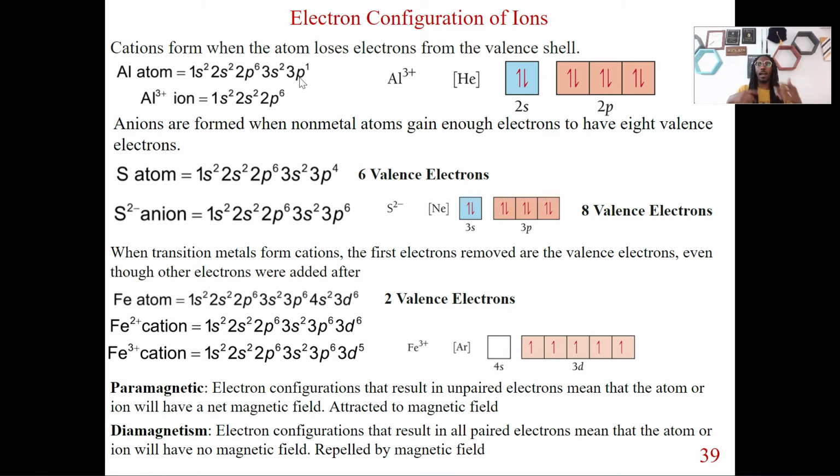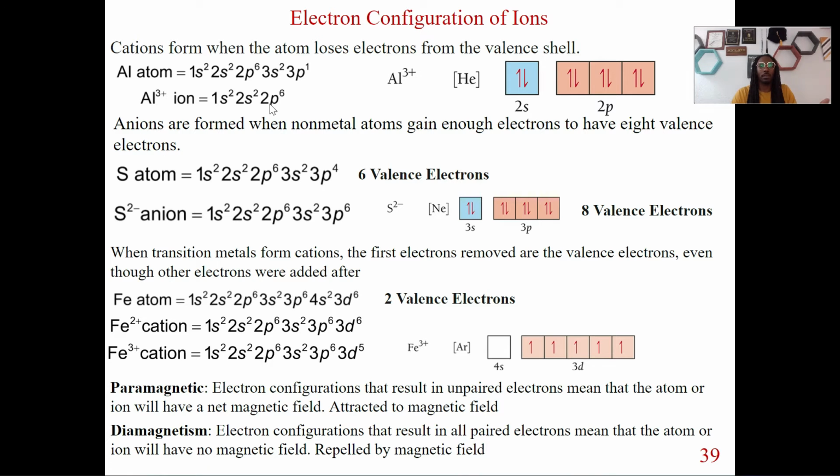However, when we think about the ions, those ions are losing electrons in the valence shell. So when we talked about aluminum in the past, we had to know that it has a plus three. Well, how do we know? Why was it plus three? We're about to talk about the why. 1s2, 2s2, 2p6.